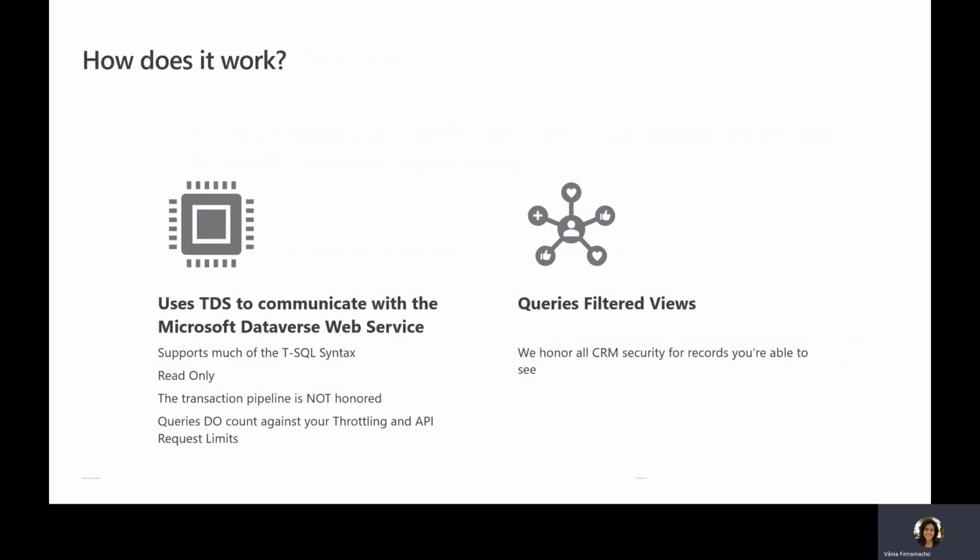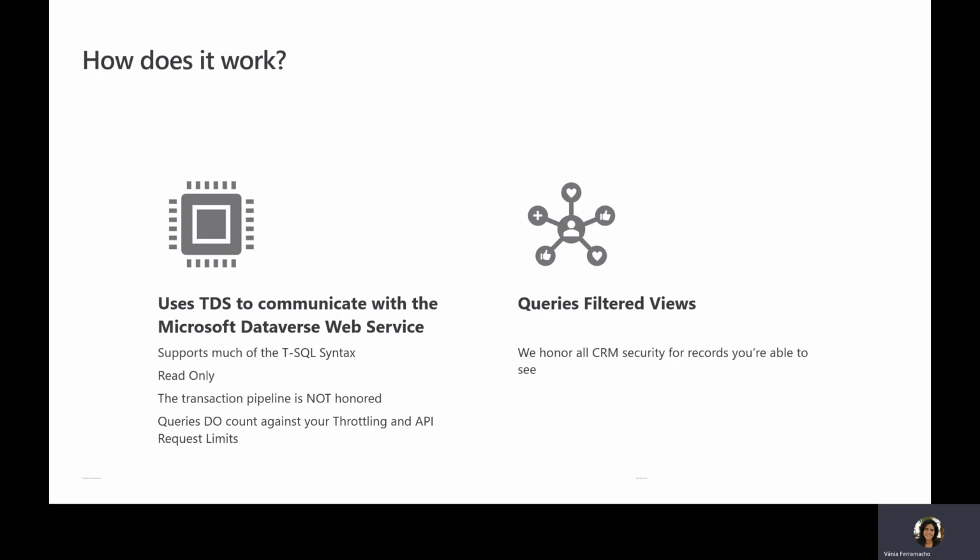So how does it work? It uses the TDS endpoint, the tabular data stream endpoint. It's a protocol that communicates with the Microsoft Dataverse web service. It doesn't allow any write operation; it has only read access. This means that any operation that attempts to modify data, like updates or inserts, will not work, as this is just a read-only SQL data connection. It uses the SQL language to query filtered views, and supports operations like normal selects, aggregation functions, unions, and joins.